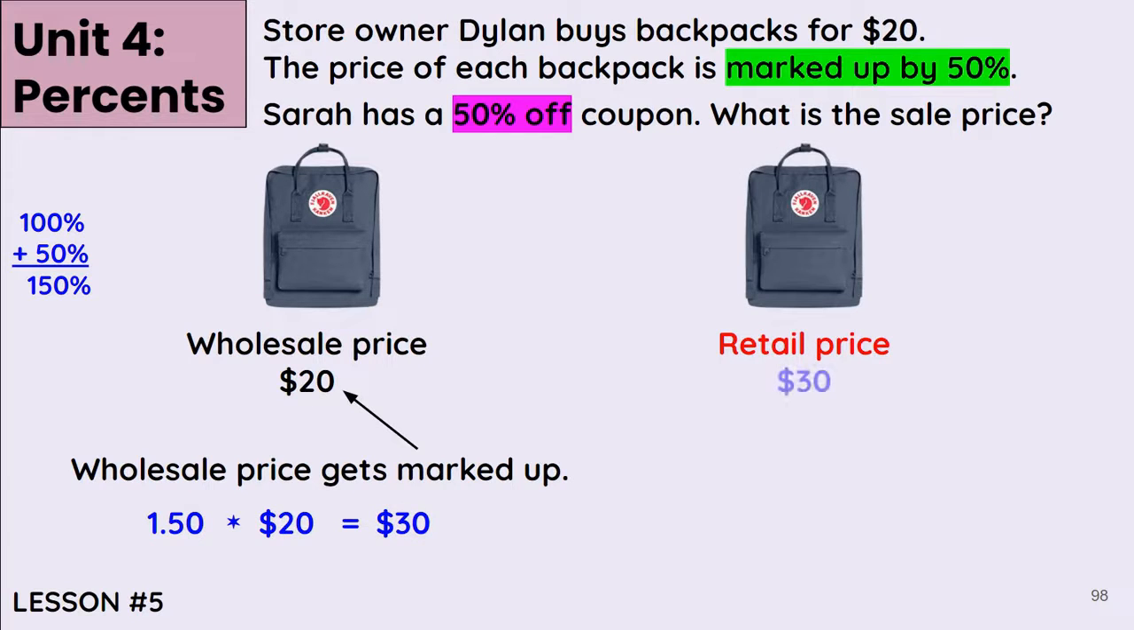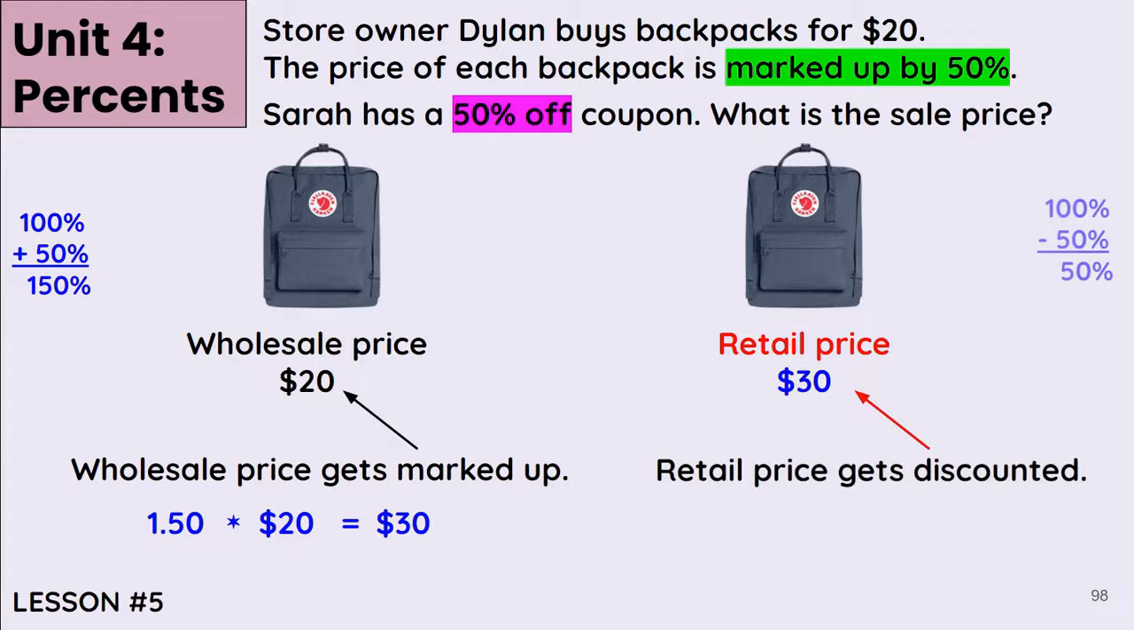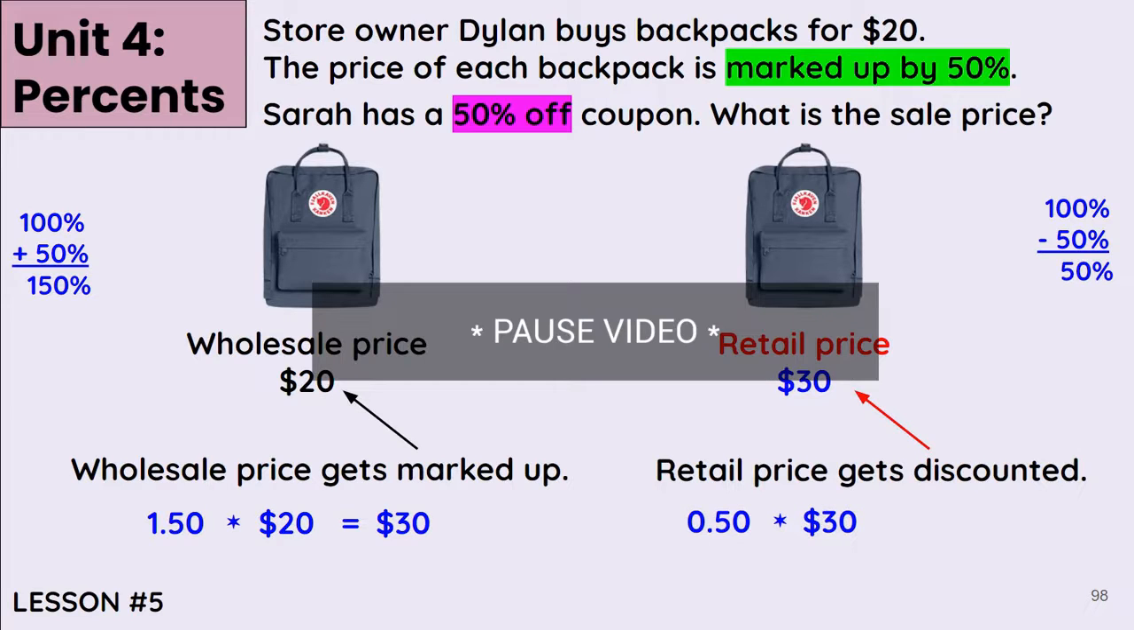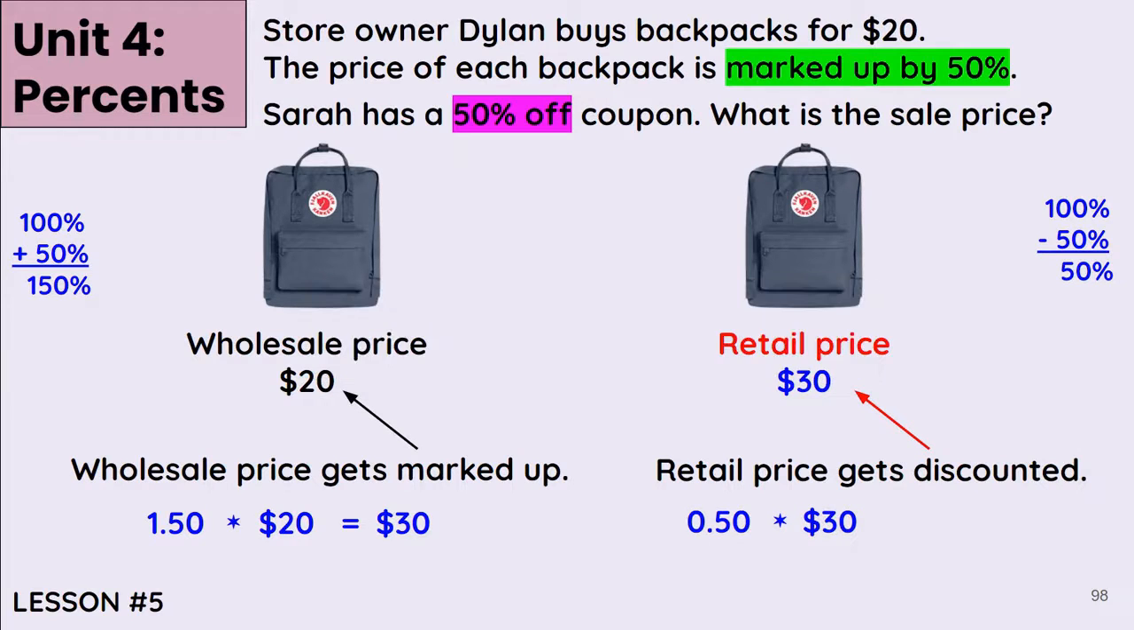So Sarah sees that this backpack is $30 and she has a 50% off coupon. So that means that Sarah was going to have to pay 100%, but it's 50% off, so she only has to pay 50%. So go ahead and find out what 50% of $30 is. All right, you should have gotten $15.